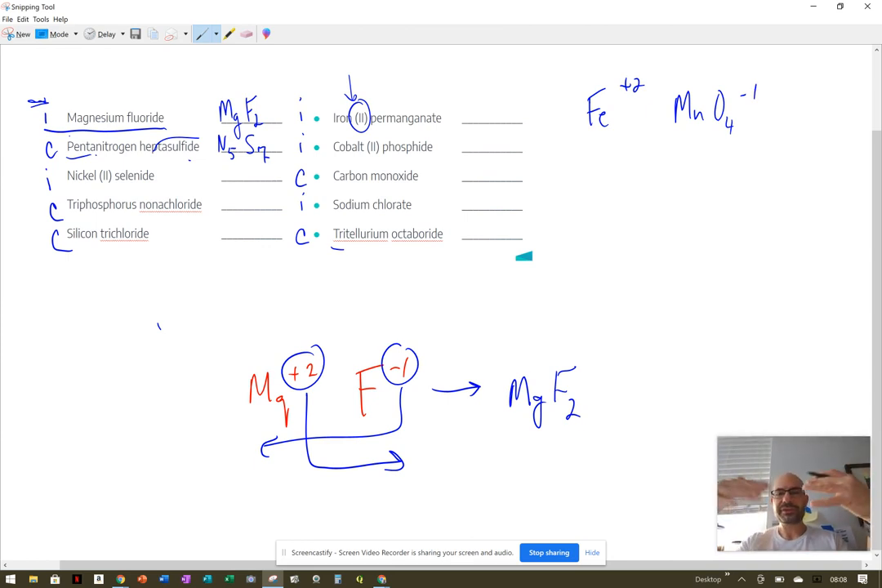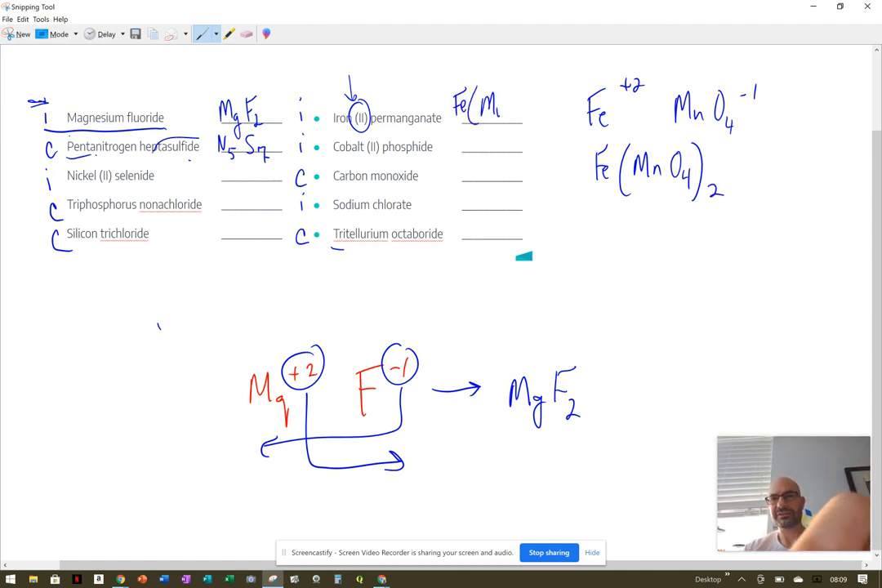So then we crisscross those charges. It's going to end up being iron with permanganate and a 2 outside those brackets. So that's going to be your answer for this one.